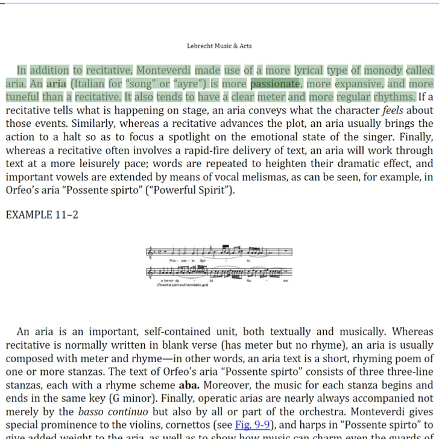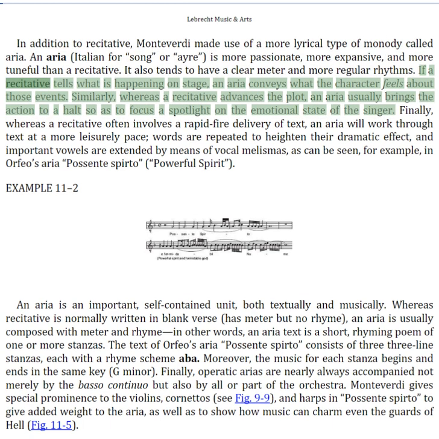An aria is more passionate, more expansive, and more tuneful than a recitative. It also tends to have a clear meter and more regular rhythms. If a recitative tells what is happening on stage, an aria conveys what the character feels about those events. Similarly, whereas a recitative advances the plot, an aria usually brings the action to a halt so as to focus a spotlight on the emotional state of the singer.